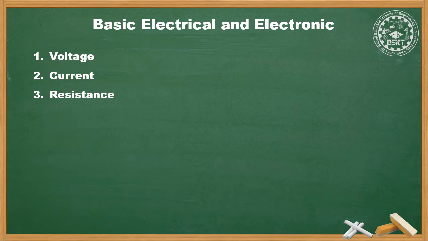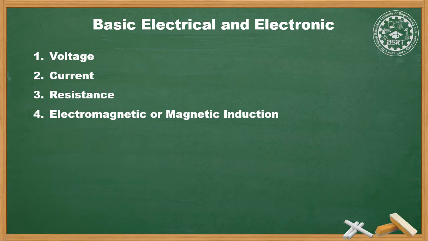Next is electromagnetic or magnetic induction. It is the production of electromotive force across an electromagnetic conductor in a changing magnetic field. It was discovered by Michael Faraday in 1831, and James Clerk Maxwell mathematically described it as Faraday's law of induction.